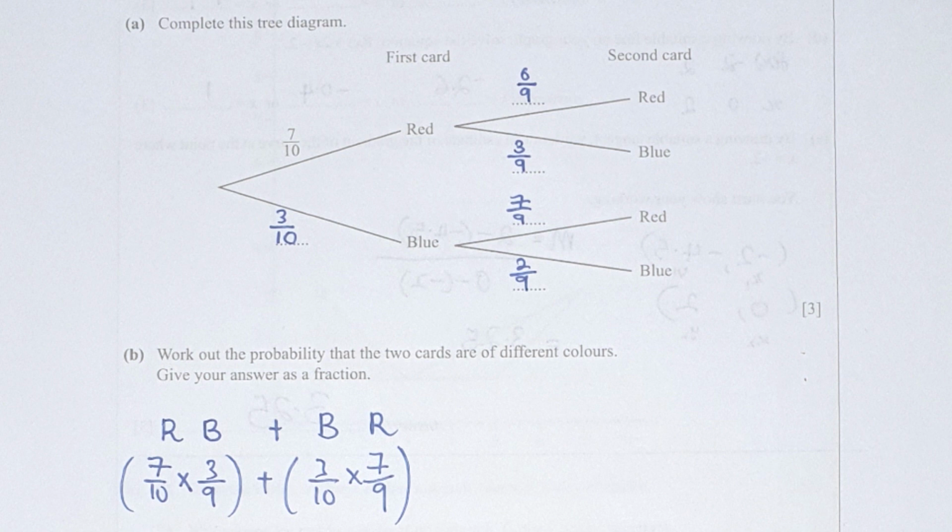Question 6, this one is the probability question. First part, tree diagram, pretty straightforward. All you need to do is just fill up the blanks with whatever was given. As for part B, find the probability that two cards are different colors. So you have two conditions here, which is the first card is red and the second card is blue, followed by the condition where the first card is blue followed by red. So combining these two pieces of information, multiply and add them both up, you will get 7/15 as your final answer.